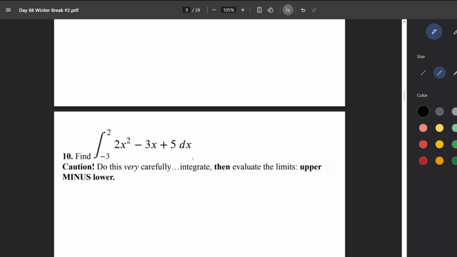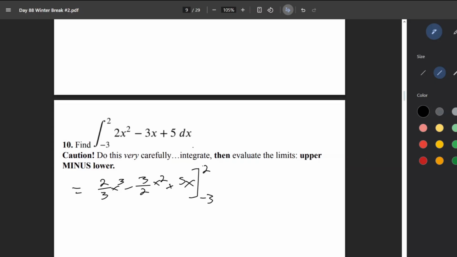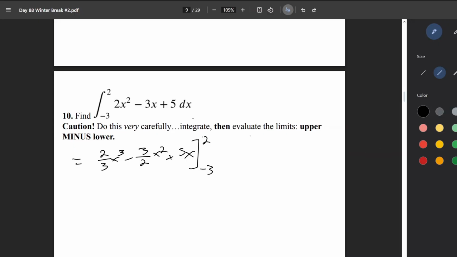Okay, so now we're doing definite integrals. You can tell by the upper and lower bounds. So what you want to do is integrate first. So this would be 2 over 3 x cubed. Hopefully you know the power rule by now. I just have it in my head, so I would do it like this. Plus 5x. And then since we have upper and lower bounds, we will evaluate like this. Most people just put a bar like that, but I just put brackets to help me. Either way is fine. So it would be the upper limit, so we plug in 2 first.